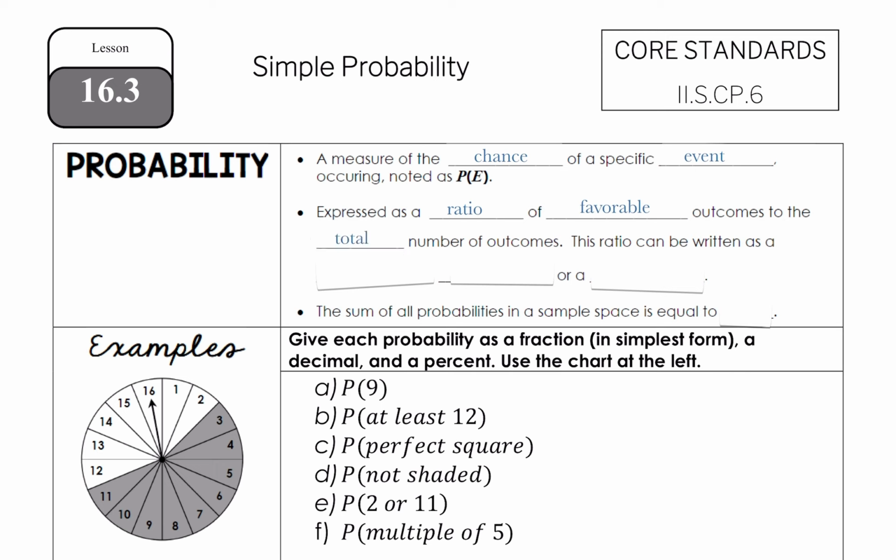Okay, so what this means is it's a fraction or a ratio where our favorable outcomes, or the outcomes we want, go on top and the total number of outcomes goes on the bottom. Okay, so the ratio can be written as a fraction, a decimal, or a percentage. The sum of all the probabilities in the sample space is equal to 1. Okay.